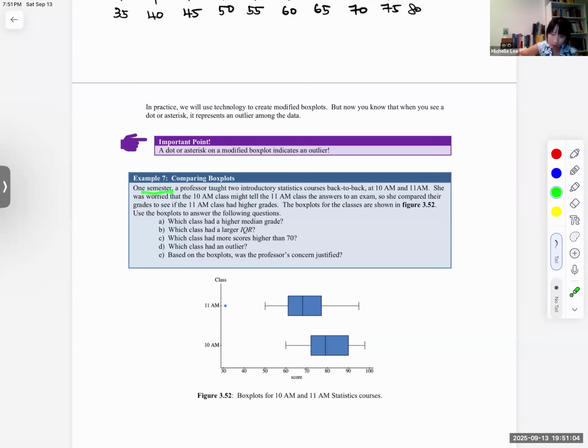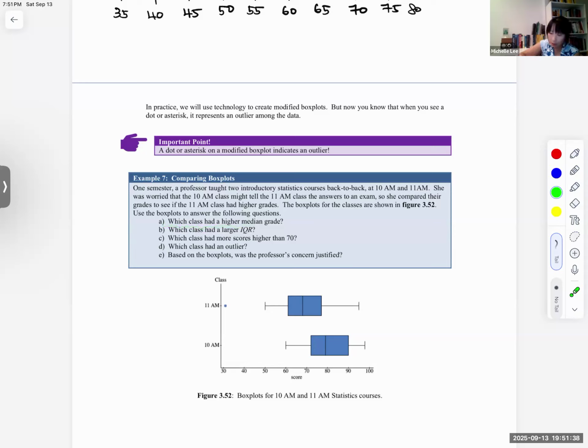So in one semester we have the scores. These are box plots for the 10 a.m. and 11 a.m. statistics courses about the exam scores. Now we want to answer all 5 questions. Let's take a look. I want to explain with the solution because we have a nice solution with the pictures, right? Okay, so which class had a higher median grade?